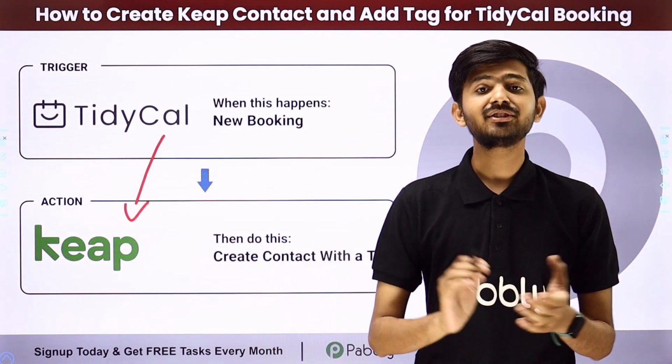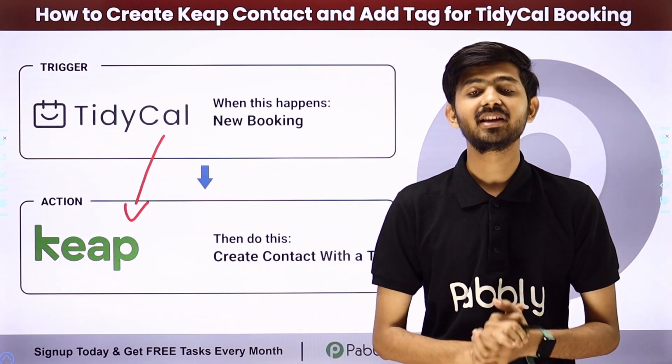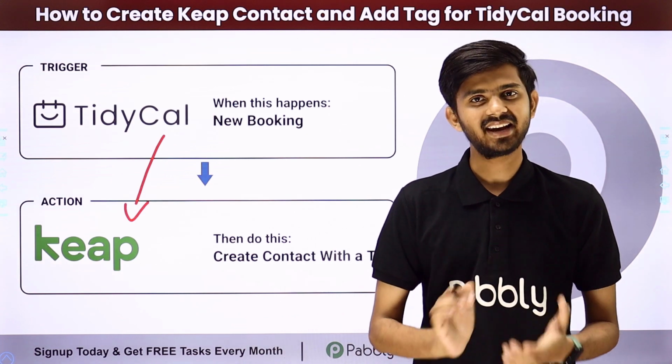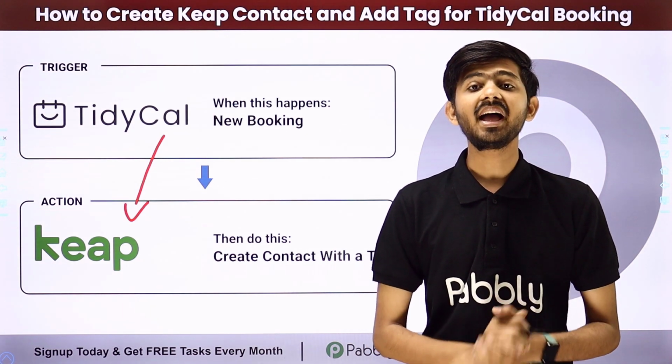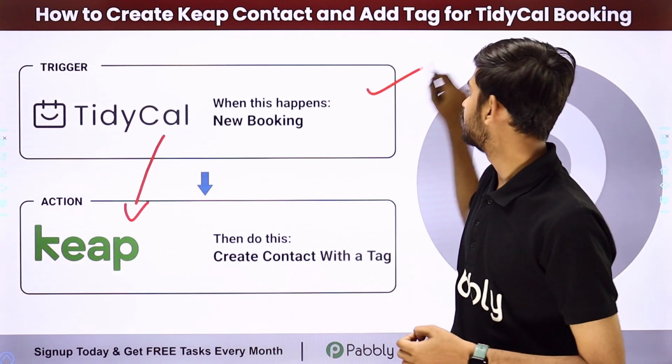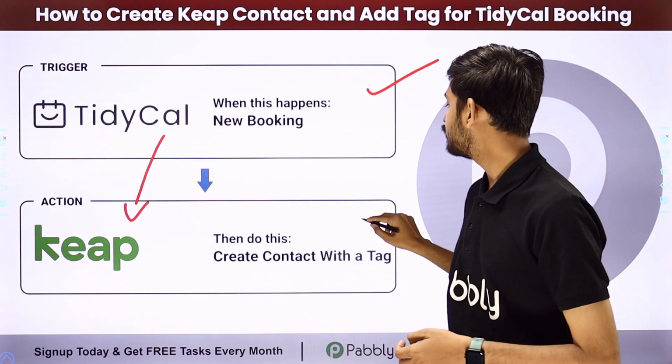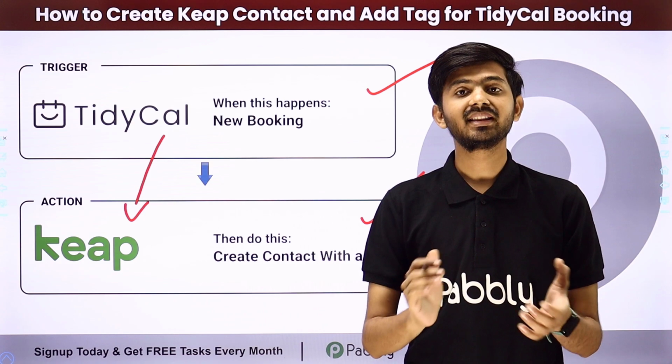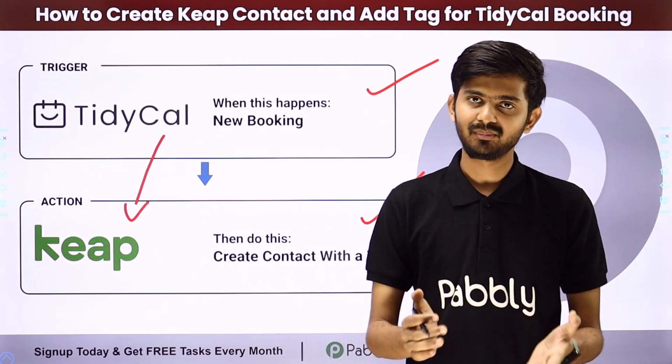For building this connection, I'm going to use Pabbly Connect, which is an amazing software for automation and integration. In Pabbly Connect, I have to use a trigger and an action. In the trigger application, I'm going to use TidyCal. In the action application, I'm going to use Keap. So how am I going to build this connection? For that, let me take you to my computer screen.